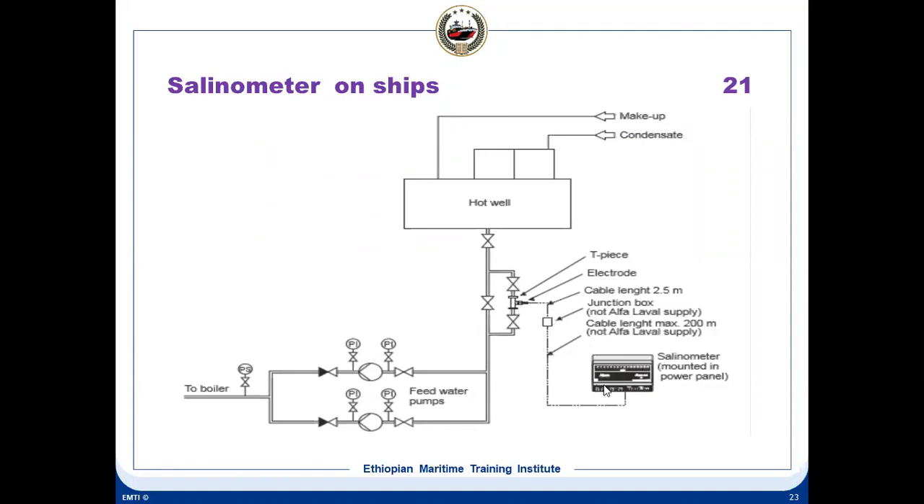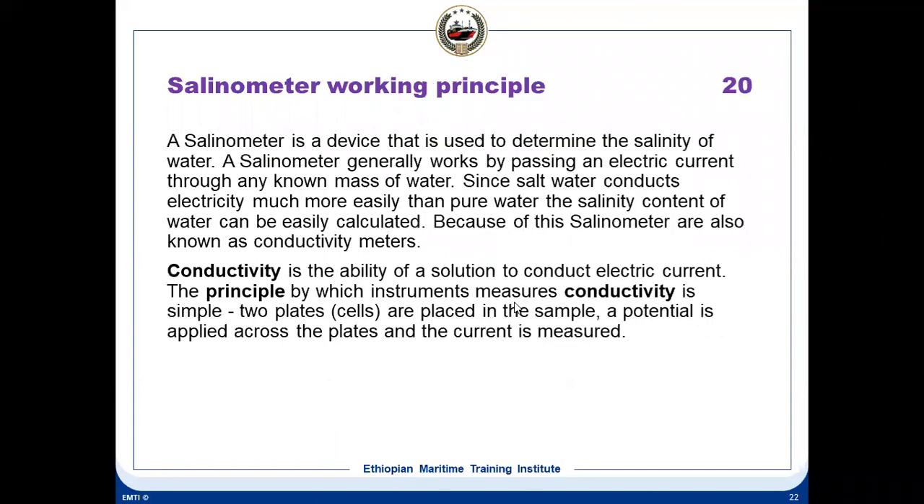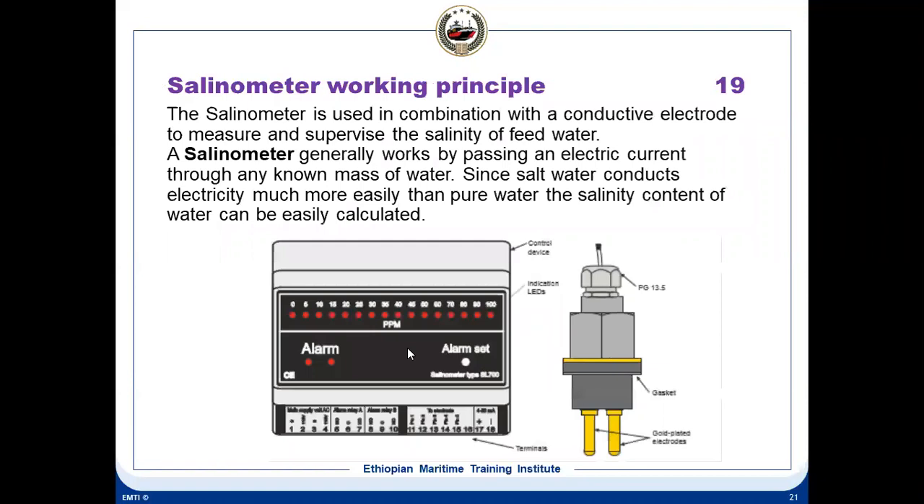This is the meter, this is called the salinometer. This is the electrode. On this salinometer here you can see the intensity. It will start showing you the ppm when it goes very high. Here you can only set the alarm. There is nothing else we can do.